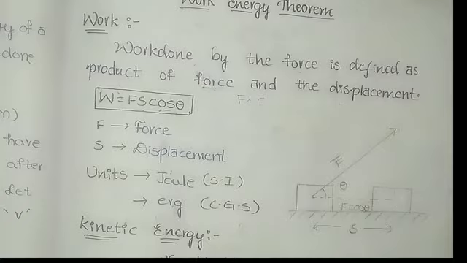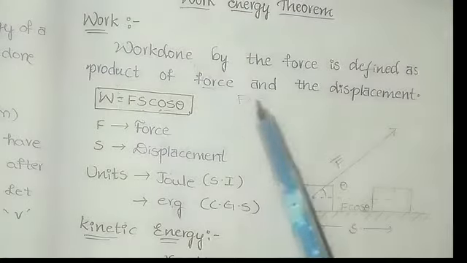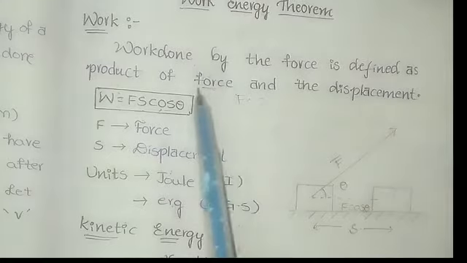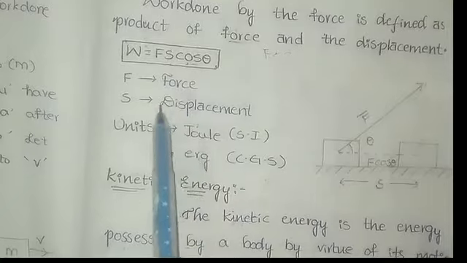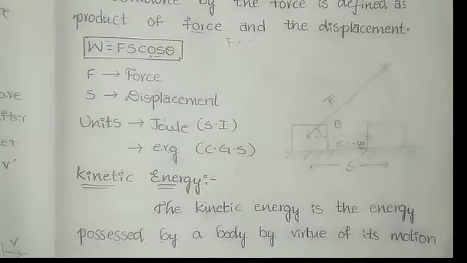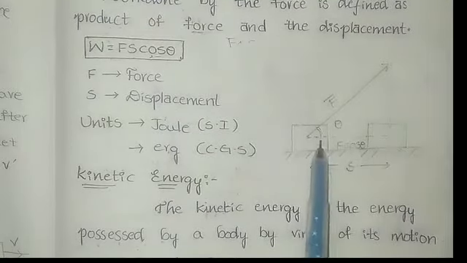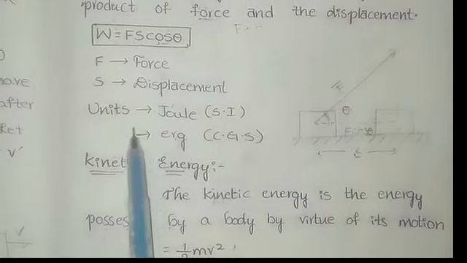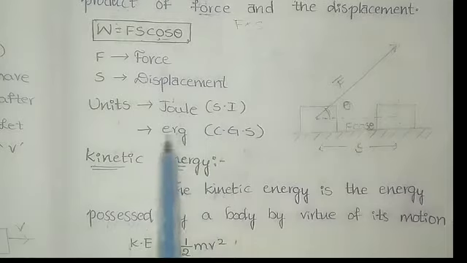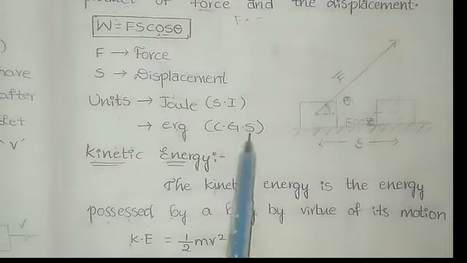The work done by the force is defined as the product of the component of force in the direction of displacement and the magnitude of this displacement. If you cannot remember that definition, simply remember that it is the product of force and displacement. Here F is force, S is displacement, and theta is the angle between the force and the displacement. The unit is joule in SI and erg in CGS.